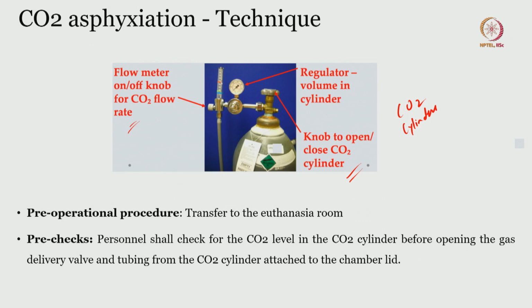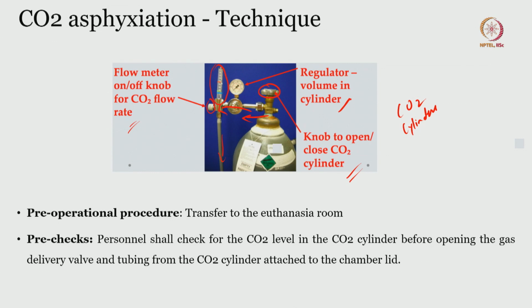So, what you are seeing here is the knob to open or close the carbon dioxide cylinder to let the carbon dioxide come out of the cylinder. Alright. Once that comes, then you have a regulator in the cylinder to get into the outlet of this cylinder, wherein you have adjustment of the flow meter. So, this flow rate which you have calculated will be set using this knob.